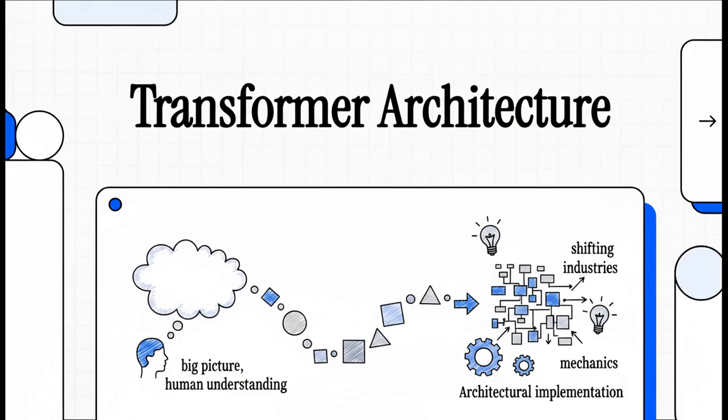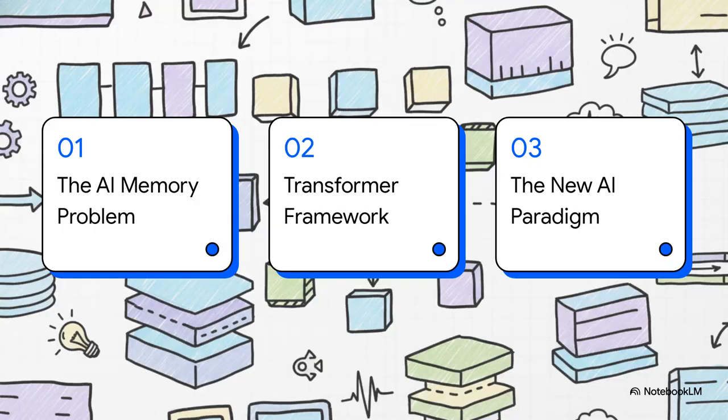We're starting right from the big picture, making it super accessible even if you have zero background. And then we'll travel all the way down to the strategic architectural shifts that are literally rewriting global industries today. Let's dive in. Here is our roadmap for today.